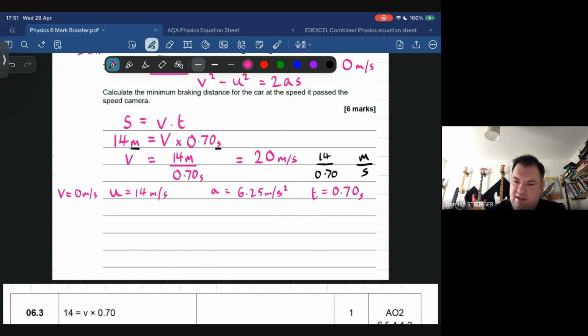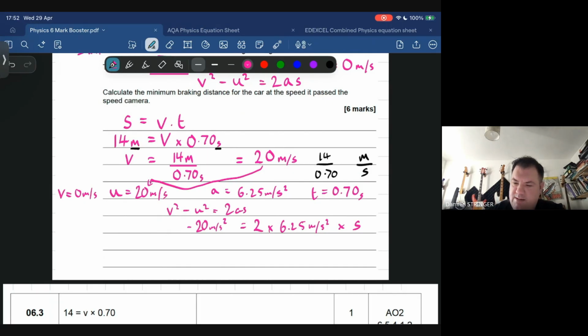So if we put these numbers in, V squared equals, sorry, minus U squared is 2AS. We can go 0 meters per second, take away 14 meters per second, all squared, equals 2 times 6.25 meters per second squared times S. And that's the thing we're working out, S, isn't it? So I dare say we can just get rid of that. So we've got minus 14 meters per second squared divided by 2 times 6.25. Oh, sorry, no, not 14 meters per second. I meant to have written 20 there. That's meant to come from there.